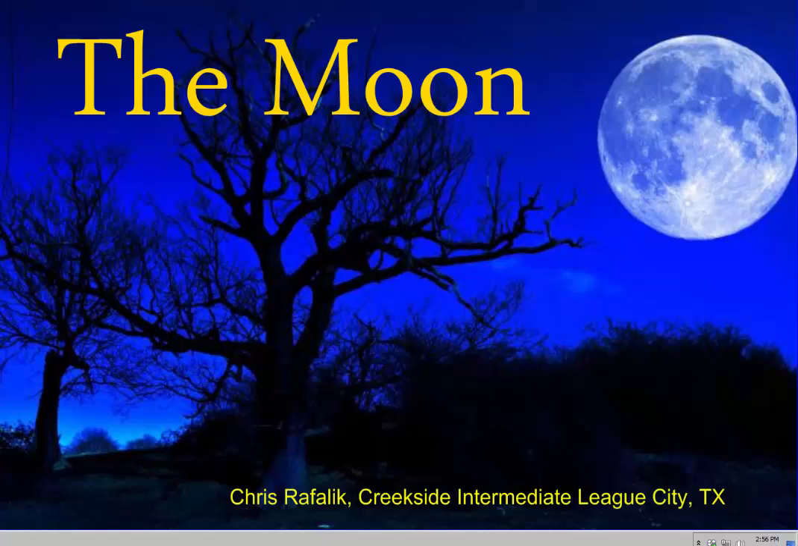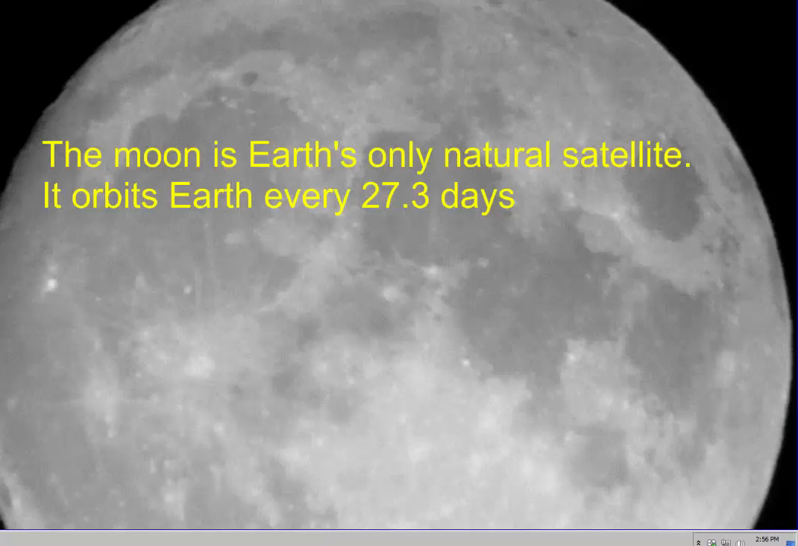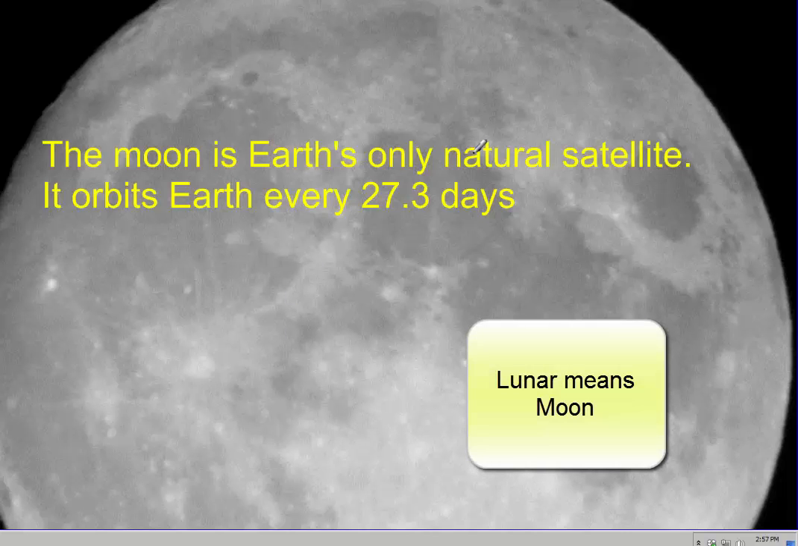In this video, we're going to talk about the moon. Now, the moon is Earth's only natural satellite. A satellite is something that orbits around the Earth. It's our only natural satellite. It orbits the Earth every 27.3 days. So about once a month, we go through a full lunar cycle, a full moon cycle.